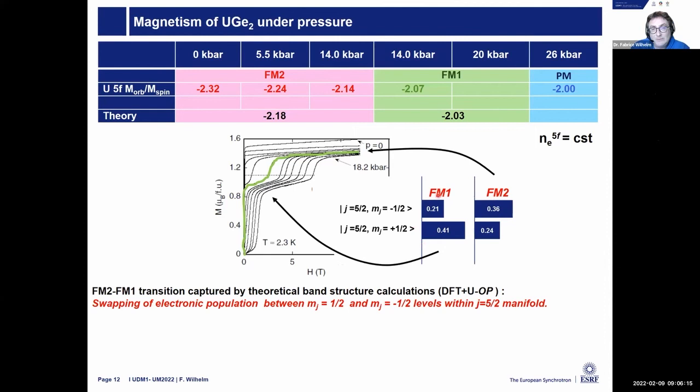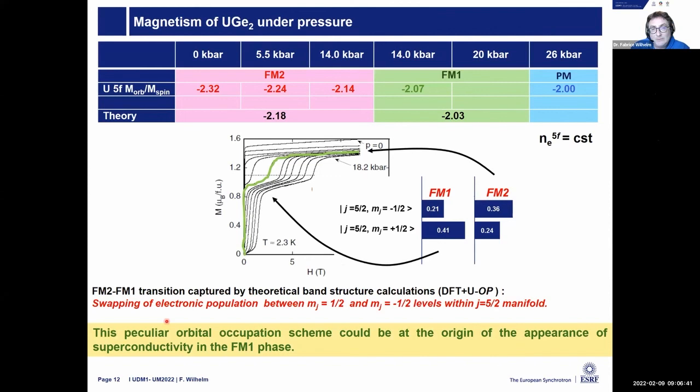And this small swap of electron population is responsible for the changes of the orbital to spin moment ratio, and for the diminution of the total magnetic moment in the ferromagnetic phase 1 compared to the ferromagnetic phase 2, but this does not affect at all the 5F electron counts. We believe that this peculiar orbital occupation scheme could be at the origin of the appearance of the superconductivity that takes place in the ferromagnetic phase 1.